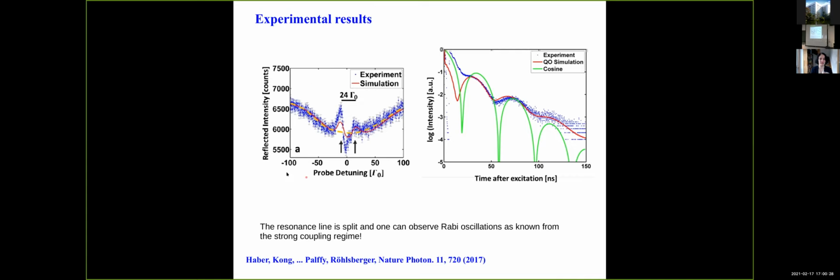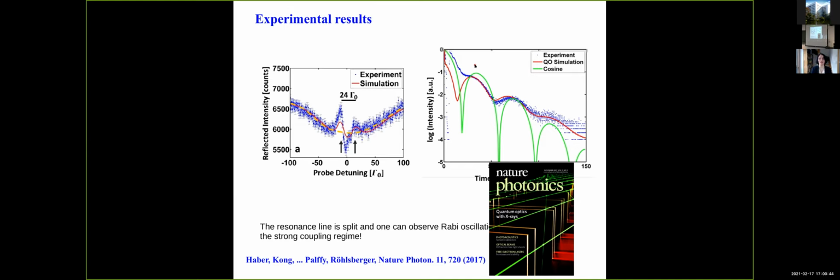So this is basically the energy response, and this is the time response of the sample. Indeed, the resonance is split, and we can observe these Rabi oscillations, confirming that we could keep that X-ray photon playing ping pong between the two layers. And we are, of course, very lucky that this made it on the cover of Nature Photonics, and made some publicity for quantum optics with X-rays, which is just an emerging field. So we could benefit from that.